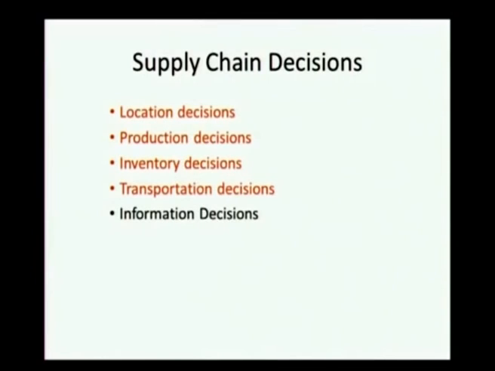We just go back to one of the slides that we have seen earlier, which talks about the major supply chain decisions, of which I have indicated 5: location decisions, production decisions, inventory decisions, transportation decisions and information decisions. Now, we go back and see how much of these we have covered in the course and what are the things that are remaining to be done in this course.